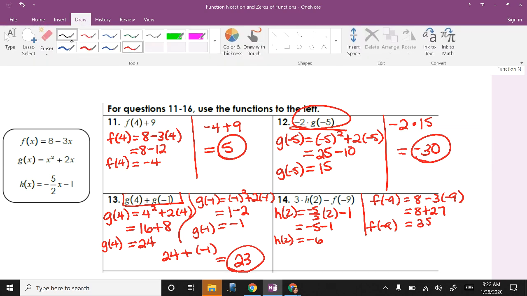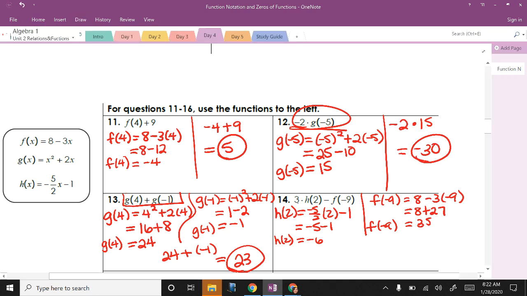Okay, let me get a blue pen real quick. All right, so I'm going to plug those numbers into that original. 3 times h of 2. So 3 times, what did I get for h of 2? Negative 6, minus f of negative 9. What did I get for f of negative 9? 35. Y'all see that? That's a number, that's a number. Now plug them in. Does that make sense? What are you not getting?